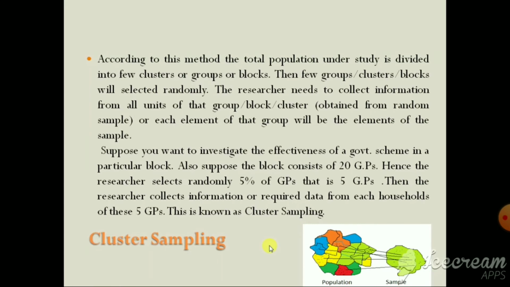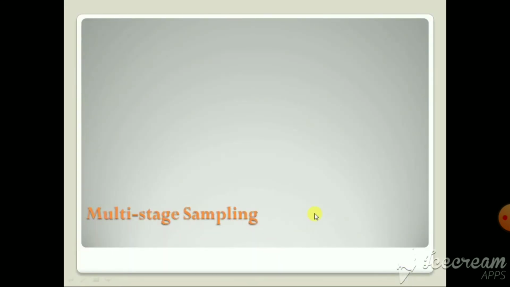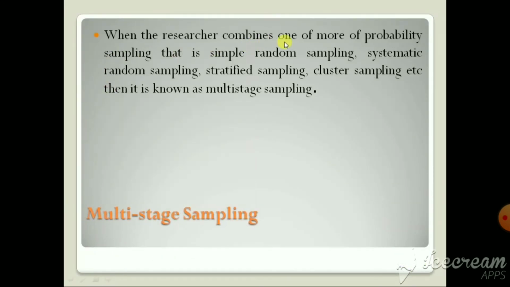Now multistage sampling: when the researcher combines one or more probability sampling methods, that is simple random sampling, systematic random sampling, stratified sampling, cluster sampling, etc., then it is known as multistage sampling.